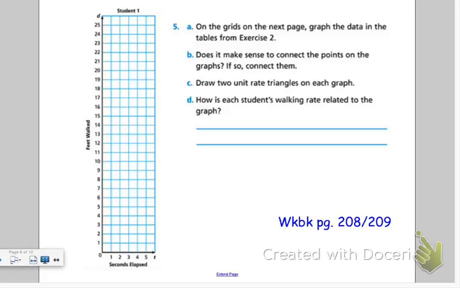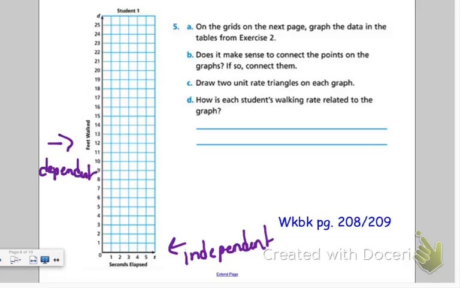So the bottom is the seconds elapsed. Remember, we said the seconds was the independent variable. And remember, we said the independent variable is always on the x-axis. The dependent variable is over here on the y-axis. And the dependent variable was the feet, the distance. So, all right, let's graph the points from the table. Remember, we had 0, 0.